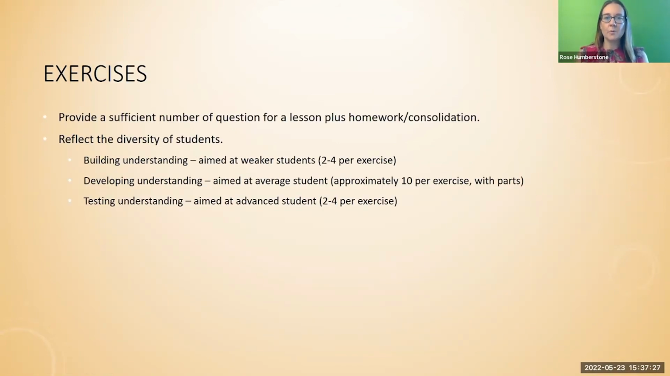Probably one of the things that you'll notice first when you look at the book is that the number of questions in the exercises increased substantially. In some cases, the old textbook had very few questions. And so what we've done is we've restructured to make sure that each section has a suitable number of questions for each lesson. But we've also broken up the questions into 3 main sections. So the number of questions allows for questions in a lesson, plus some for homework consolidation.